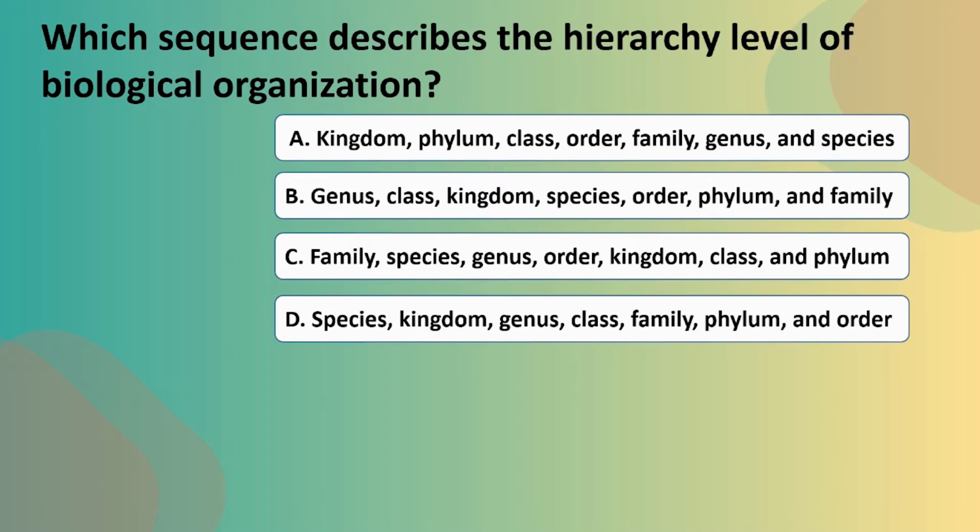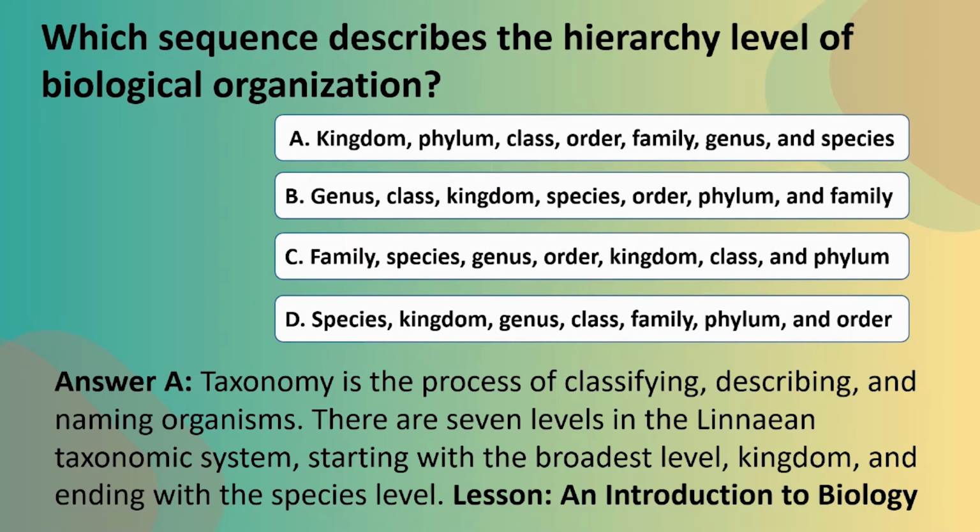So take a moment to think about this. But if you'll recall from our material, this taxonomic system is just something you have to memorize. So actually the answer is A. That's because taxonomy is the process of classifying, describing, and naming organisms, and there are 7 levels in the Linnaean taxonomic system, starting with kingdom and going all the way down to species.